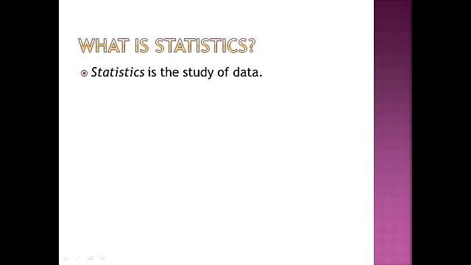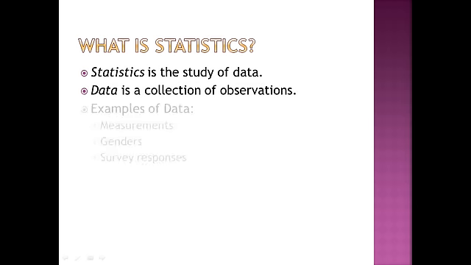Let's first break down what statistics is. It's the study of data and research. It's the actual action of taking what you've gathered and looking at it and seeing what you can conclude from it. Data is your collection of observations, anything that you've observed in a particular study. Some examples of types of data would be measurements that you might take, possible genders, and any survey responses that you receive from respondents.